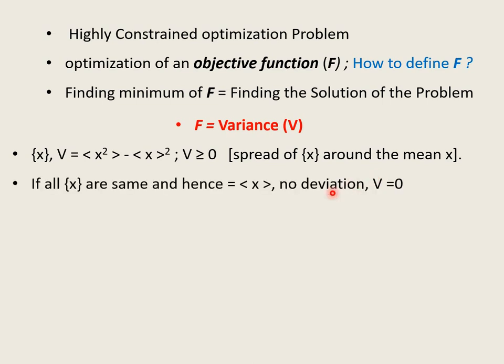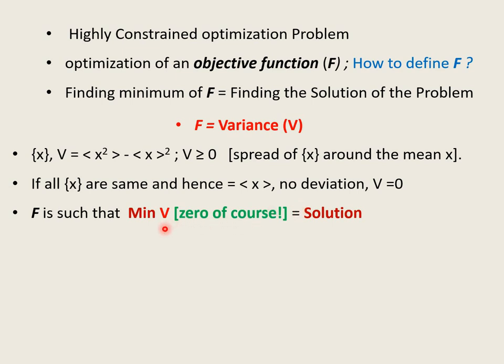Now an interesting situation arises. If all the x1 to xn are the same, then the average would also be the same value. That means no deviation, the distribution is just a perfect straight line, no spread, so V should be 0. And in your problem, if you define V in such a way that the minimum of that V, that is 0, corresponds to the solution. So that is how, I have not yet explained.